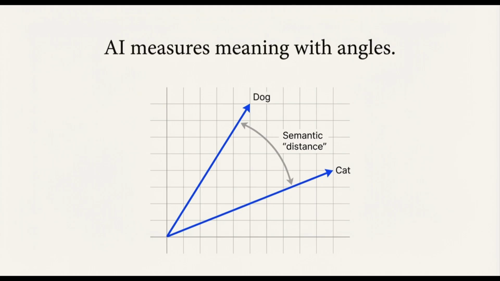Here's one of the most important ideas in AI: meaning isn't measured by distance, it's measured by angle. If two vectors point in similar directions, AI considers them similar in meaning. That's why dog and cat end up close together. Not because they're the same word, but because their vectors point in similar directions in semantic space. This is the foundation of embeddings.